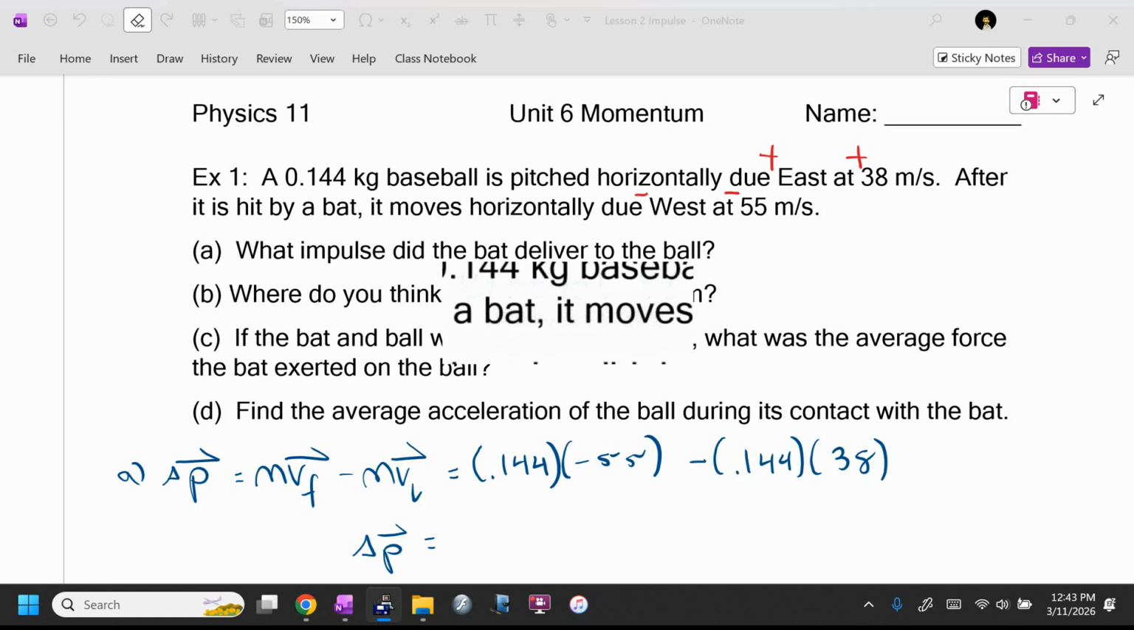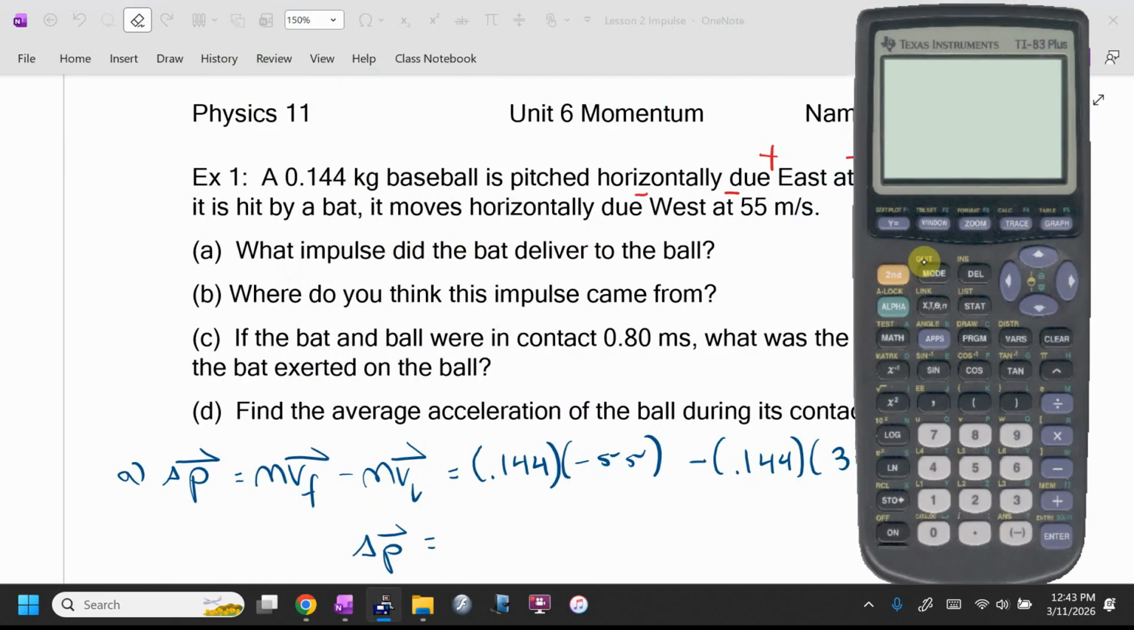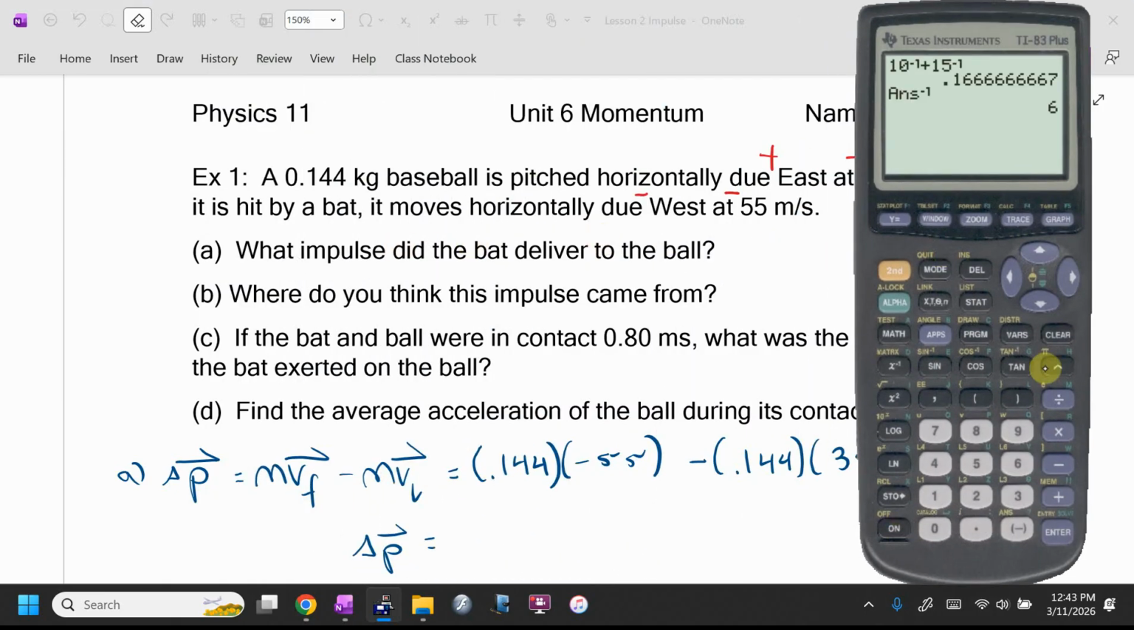Of course, by now you have your calculator out without me having to remind you to get your calculator out. Okay, you got it out. Worried for a second there.